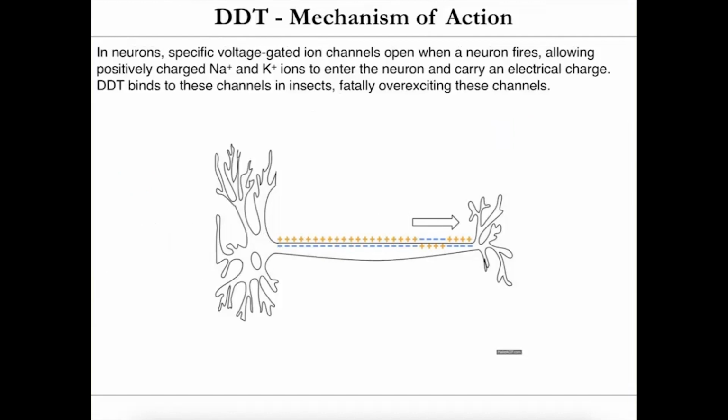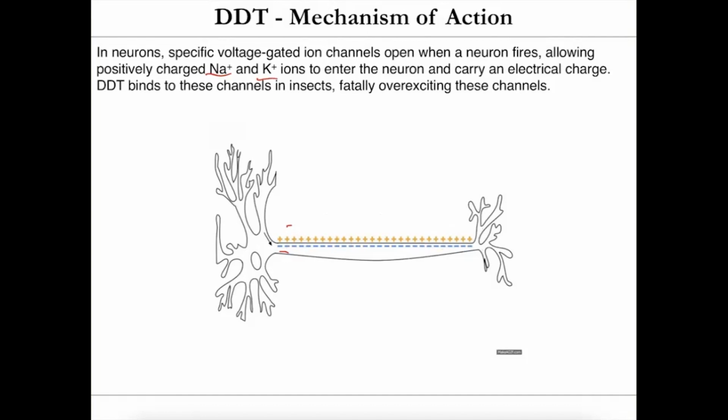So we're not going to go into detail on how DDT kills insects, but basically what DDT does in neurons in insects, not so much in humans, is it binds to and messes with voltage-gated ion channels in neurons. So in neurons, you basically have a resting potential, usually where there's a negative charge on the inside of the neuron and a positive charge on the outside of the neuron.